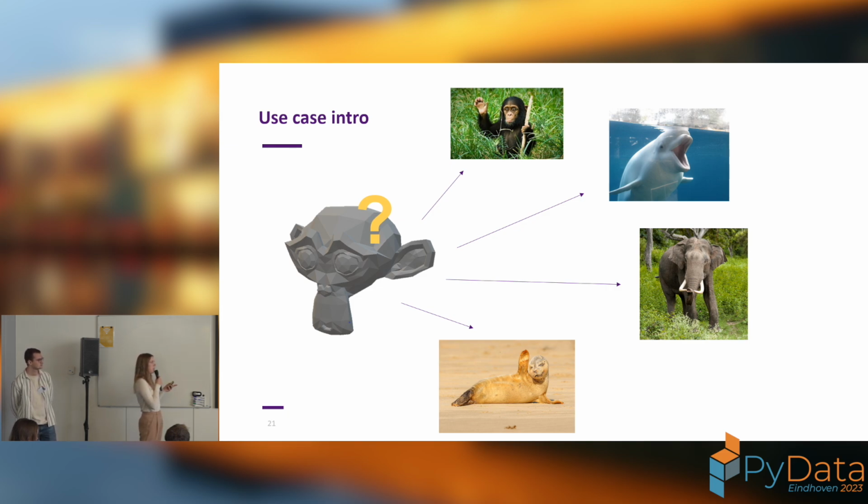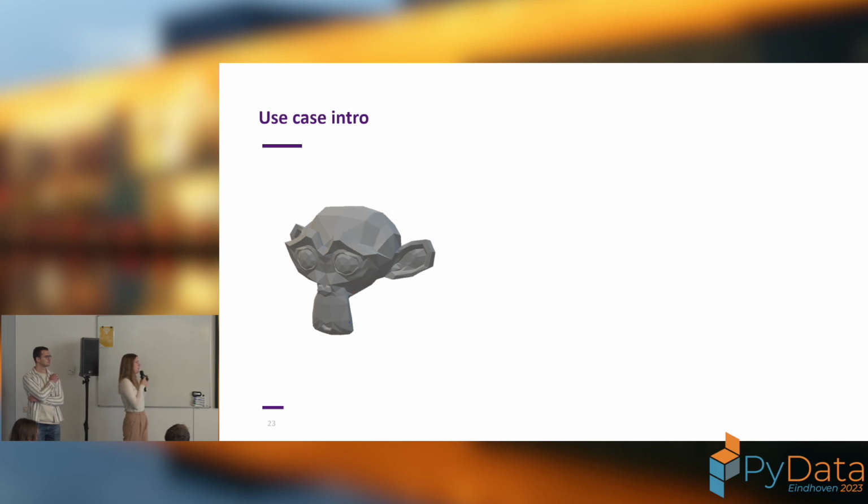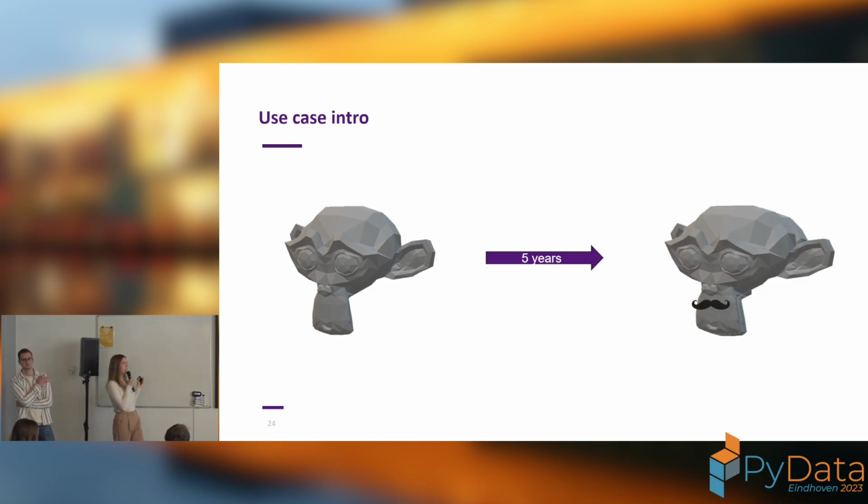So this is not something we have been doing, but it's something that can be done rather easily. We have been doing something different. We have data of monkeys of 5 years ago, and we have data of the same monkeys 5 years later. And what happens to a monkey in 5 years?